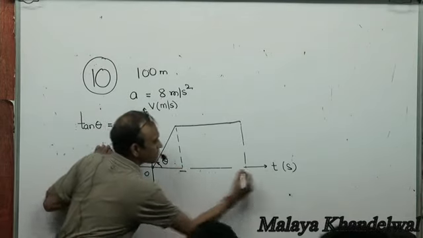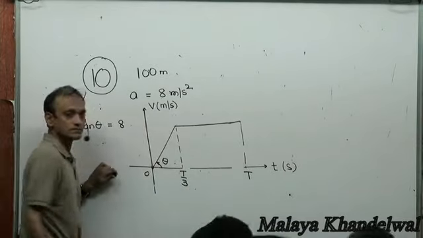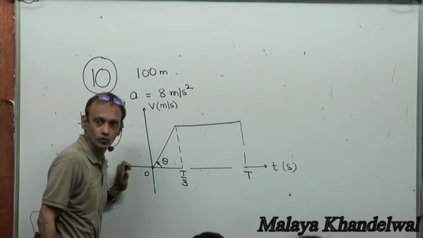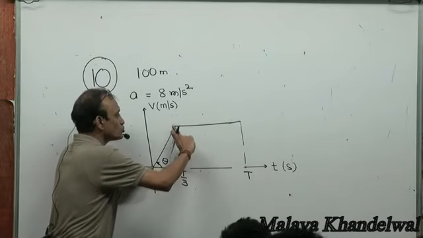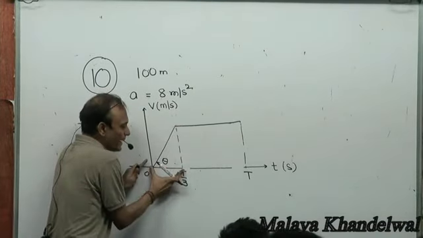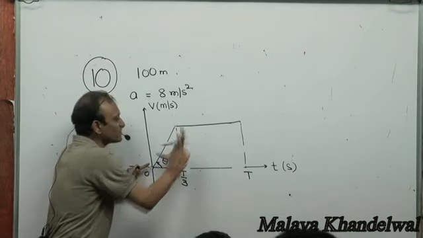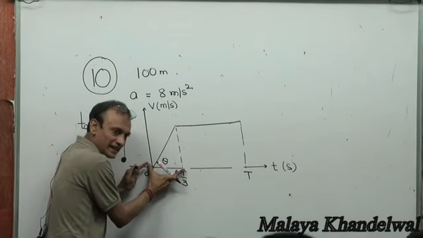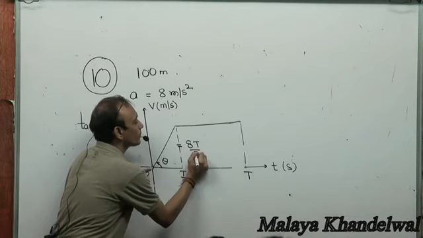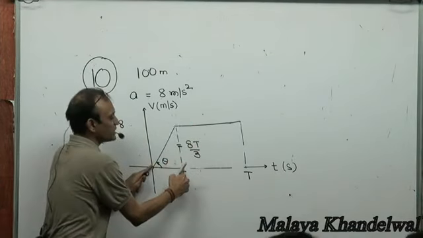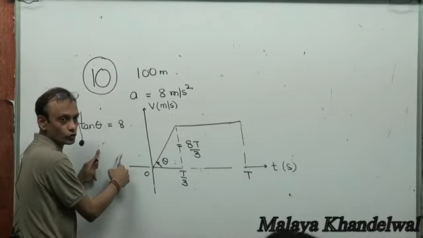Suppose the total time is capital T seconds, then this is T by 3 seconds. Yes or no? Right? And tan theta is 8. So this length divided by T by 3 is 8. Isn't it? So this length must be 8T by 3, because this length divided by T by 3 is the acceleration 8. Yes or no? Do you all understand this?